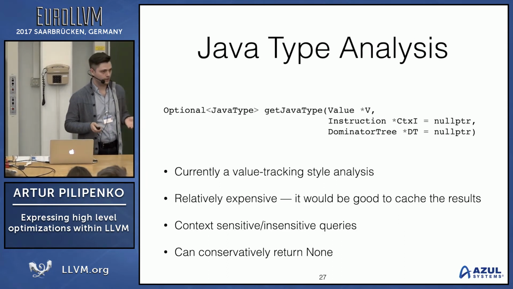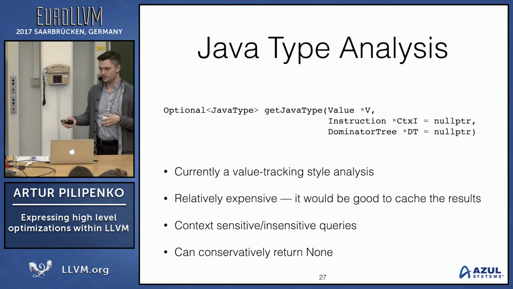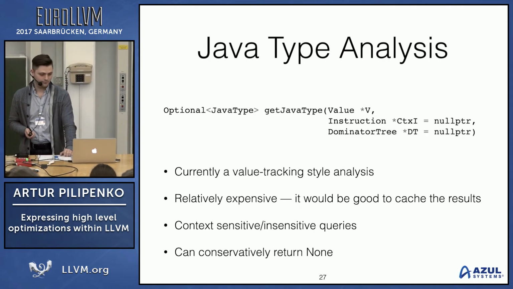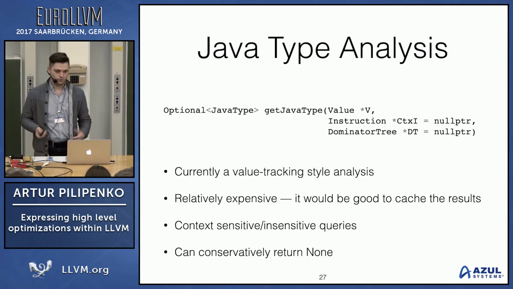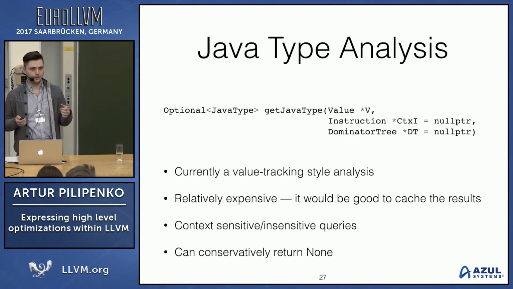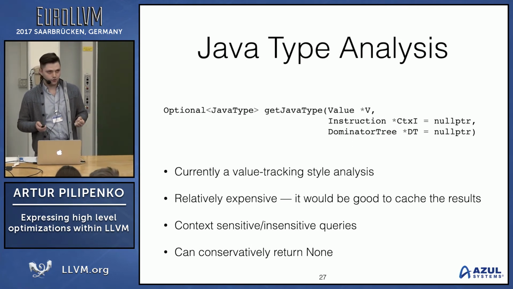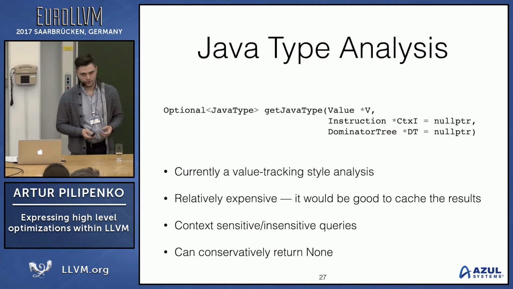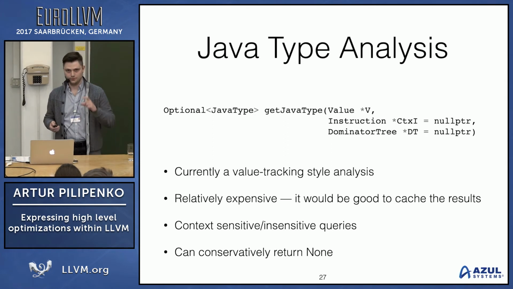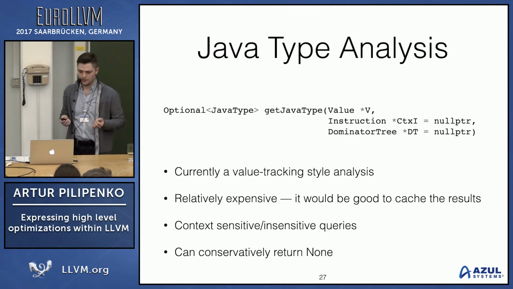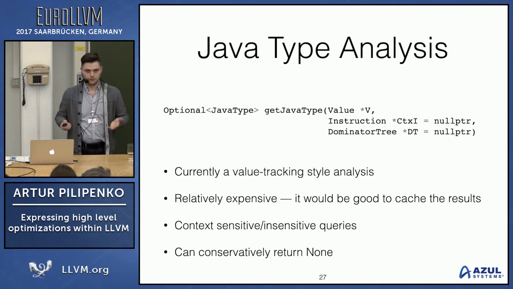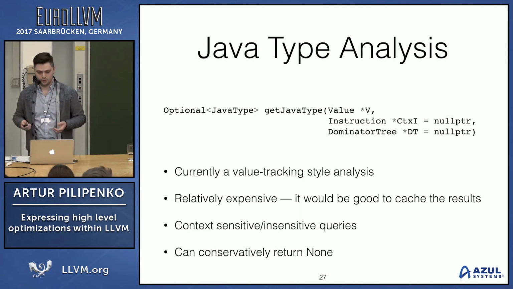And the core of the framework is the analysis, which for any given value will tell you the JavaType of that value. Currently, it is implemented as a value-tracking style analysis, but over time it became relatively expensive. So we would like in future to do some caching of the results so we can improve the analysis without worrying about compile time. If you want to get a more accurate result, you may provide the context instruction for the analysis, and it will try to give you a more accurate result for the specific context. And it can always return none. For example, if the value you passed doesn't point to a Java object, for example, if it's a derived pointer in the middle of an object or an array.